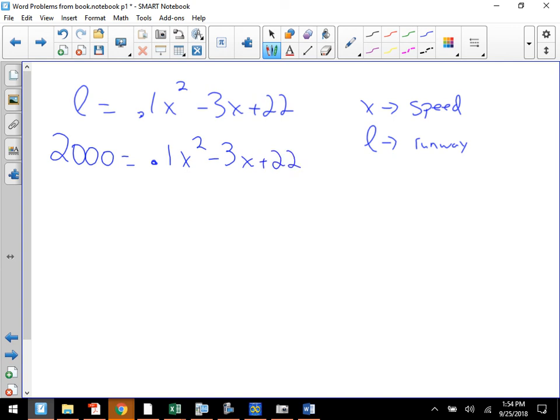You get that, right? Okay. Set it equal to 0. We can throw it in the calculator. That's one way to do it. We throw this into a calculator, we get 0 equals 0.1x squared minus 3x minus 1978, I believe.